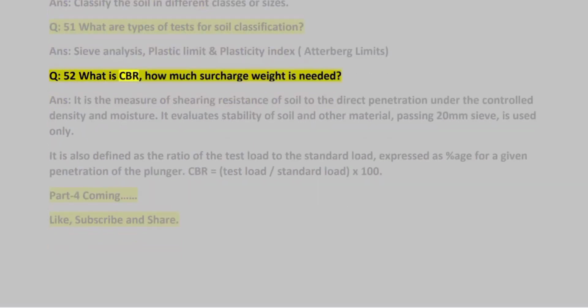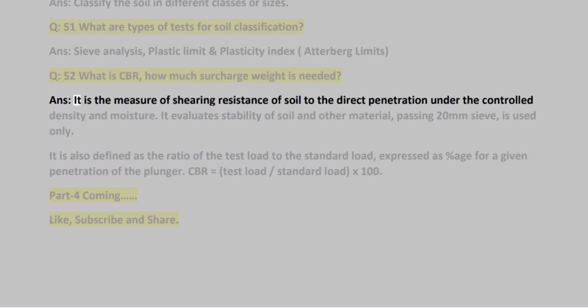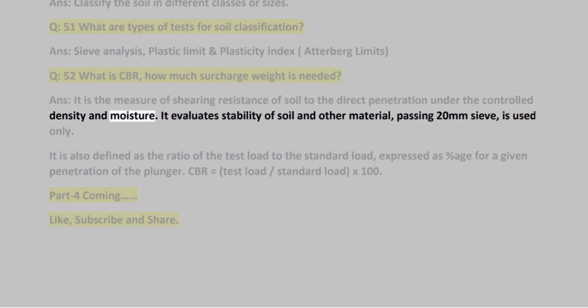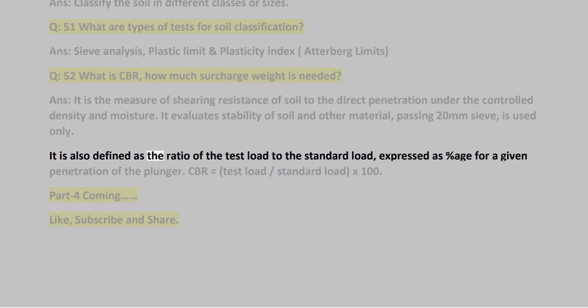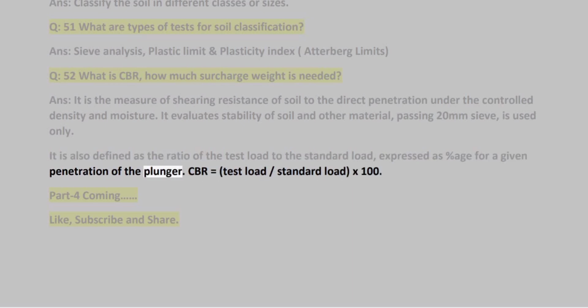Q. 52 What is CBR, and how much surcharge weight is needed? ANS, it is the measure of shearing resistance of soil to direct penetration under controlled density and moisture. It evaluates stability of soil and other material; only material passing 20 mm sieve is used. It is also defined as the ratio of the test load to the standard load, expressed as a percentage for a given penetration of the plunger. CBR equals test load / standard load x 100.